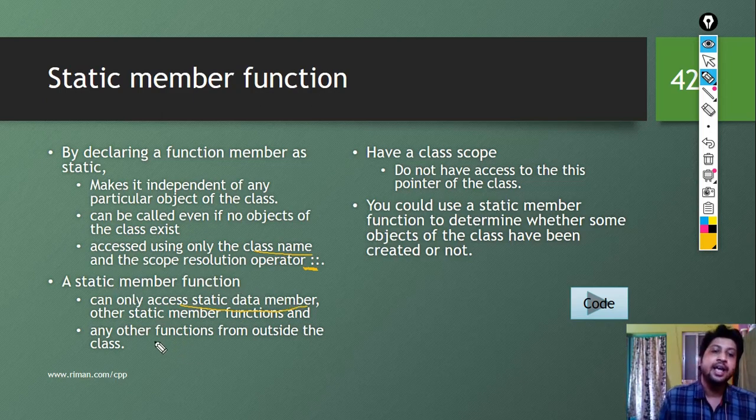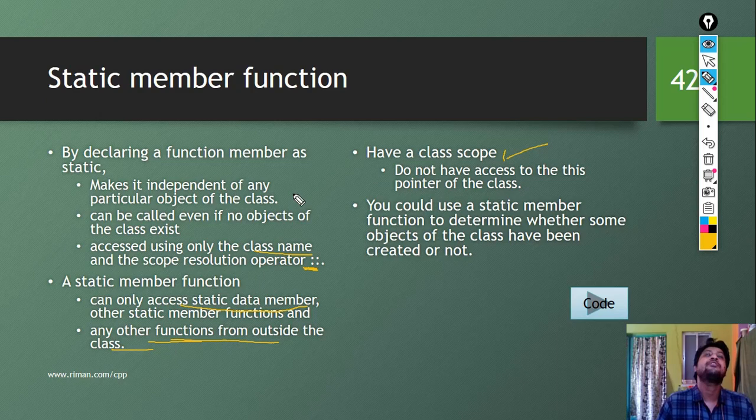It can also use outside functions, that means functions that do not belong to the class, or global functions. They can be called inside the static member function, but from the class only static data members and static member functions can be accessed by a static member function. So static members have class scope, and you do not need an object to call a static member function.